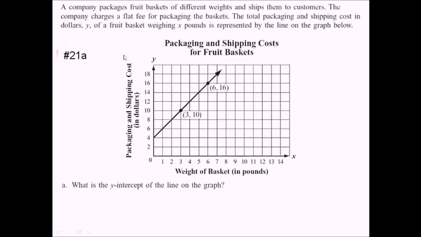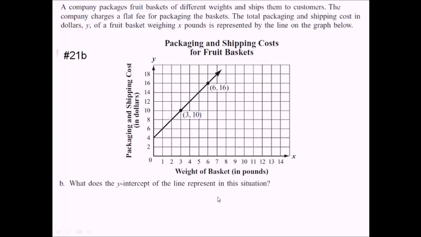For number 21, we have a company packaging fruit baskets of different weights and shipping them to customers. Company charges a flat fee for packaging the baskets. The total packaging and shipping cost in dollars y of a fruit basket weighing x pounds is represented by the line on the graph below. So this is a 6-part problem. Usually they don't have that many, but this one is parts A through F. So we want to know, first off, for part A, what is the y-intercept of the line on the graph? Well, this is the place where you're touching the y-axis, where x equals 0. So that's just going to be 4.